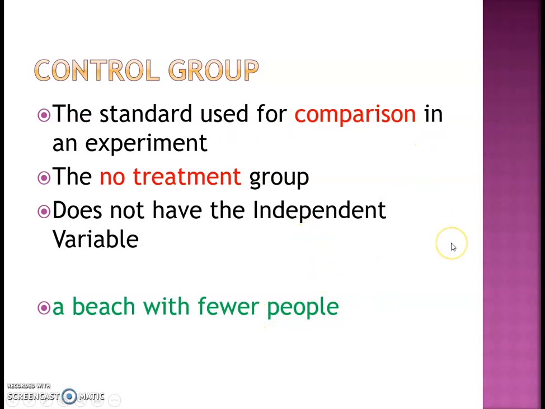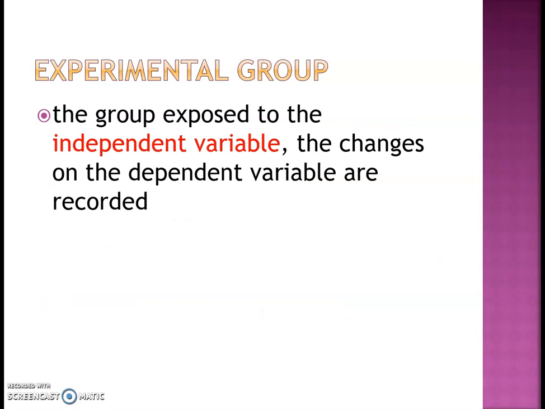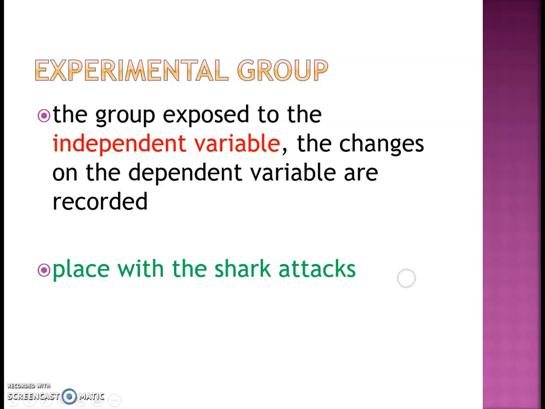And again, it's just a comparison because we want to see if that independent variable actually had the effect that the hypothesis was predicting. In your experimental group, this is the group that has the independent variable. Both groups, you measure data, so they both contain the dependent variable. And this could be number of people. I could say it was the place where the sharks attacked. It's whatever I define the independent variable as.